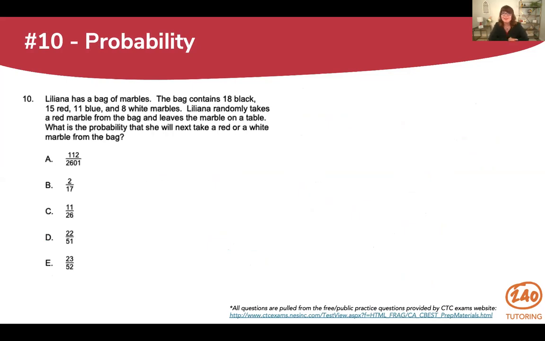All right, now let's look at some probability. It says, Liliana has a bag of marbles. The bag contains 18 black, 15 red, 11 blue, and 8 white marbles. Liliana randomly takes a red marble from the bag and leaves a marble on the table. What is the probability that she will take a red or a white marble from the bag?